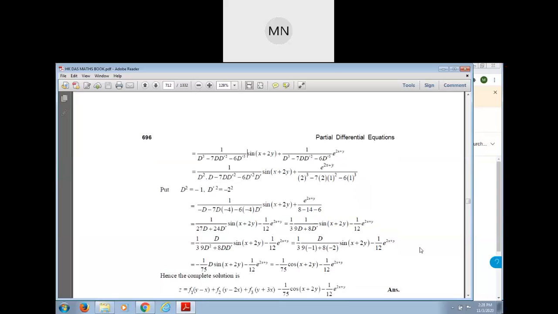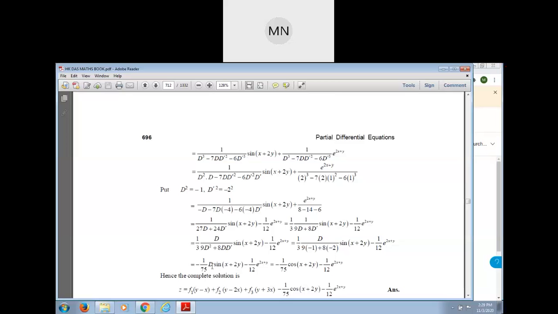So see the next step. Next step is what? 1 by 75 D into sine of x plus twice y. D indicates what? Can you tell me D? D is differentiation. Does it represent differentiation or integration? Differentiation with respect to x.